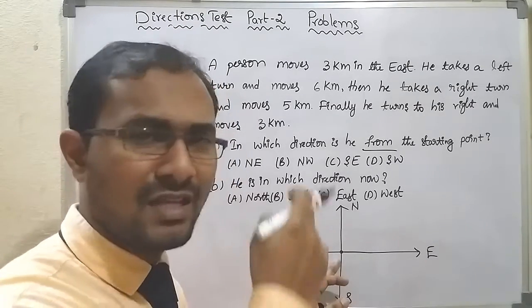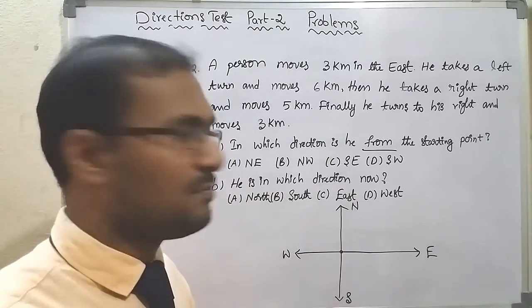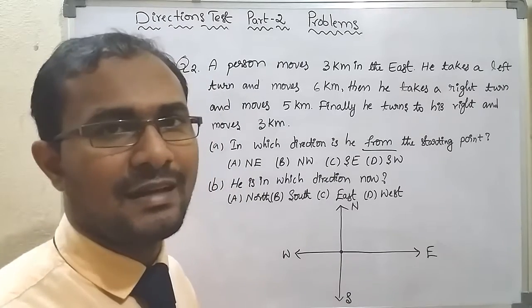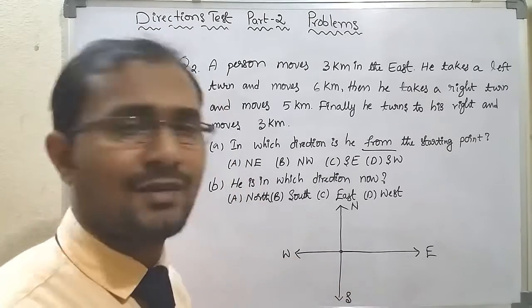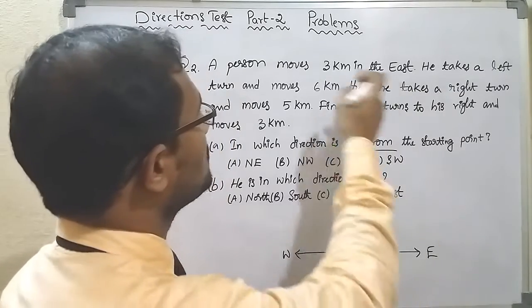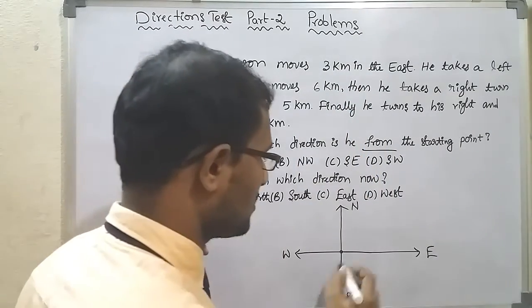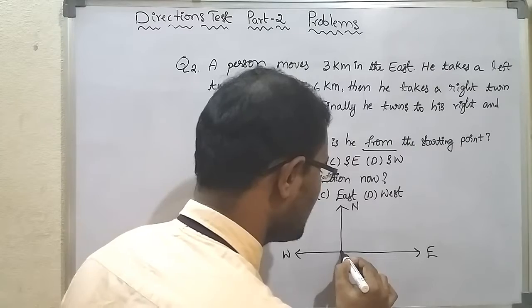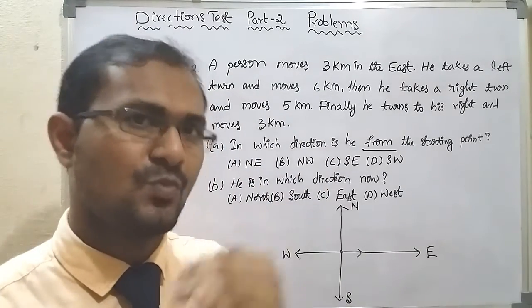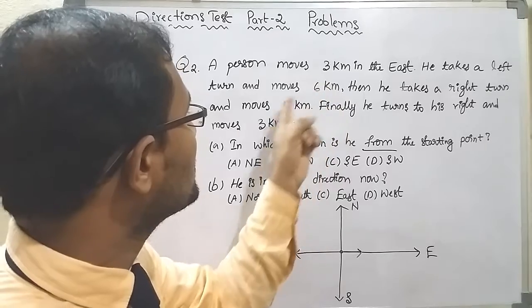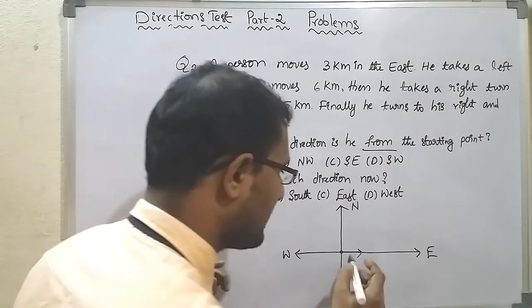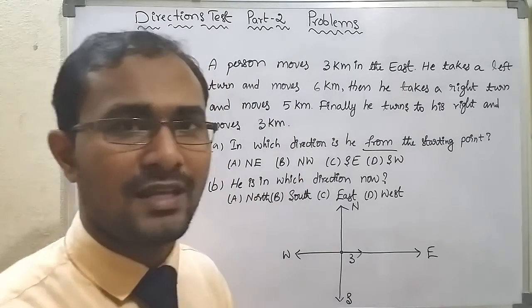Without taking these main directions also we can solve. If you remember north direction, east direction, south direction, and west direction, we can directly solve on paper without taking this main diagram. So let me explain. He is moving in the east direction. How much distance has he covered? 3 kilometers. 3 kilometers means we have to take a somewhat smaller line because the remaining numbers 6 and 5 are somewhat bigger numbers. That is why I am taking the 3 kilometers line somewhat smaller.